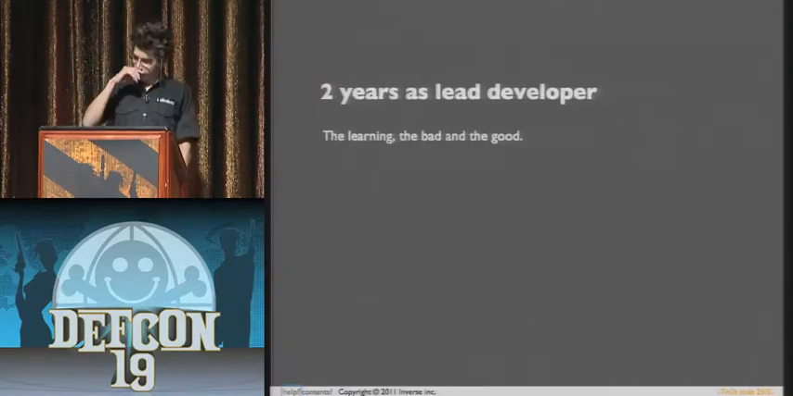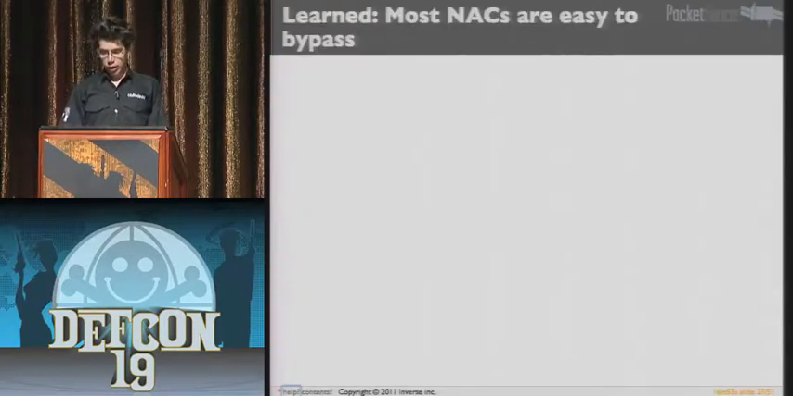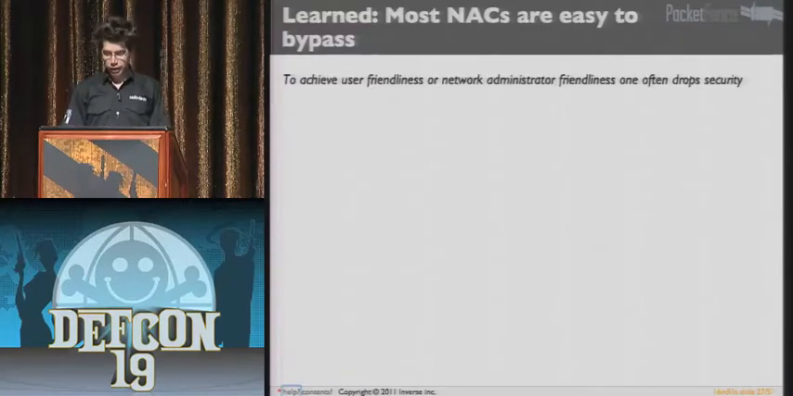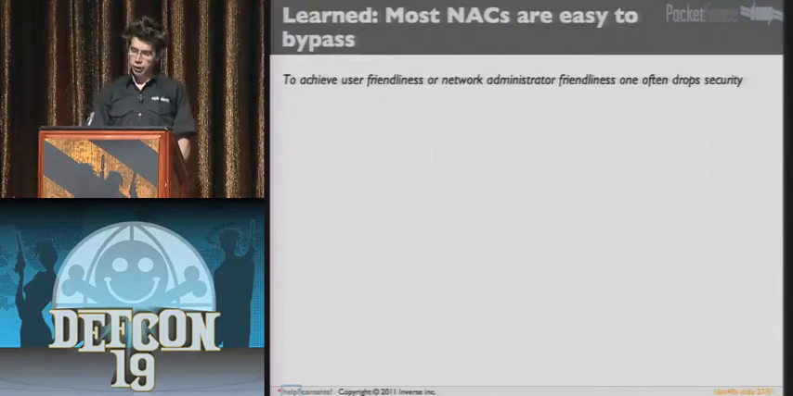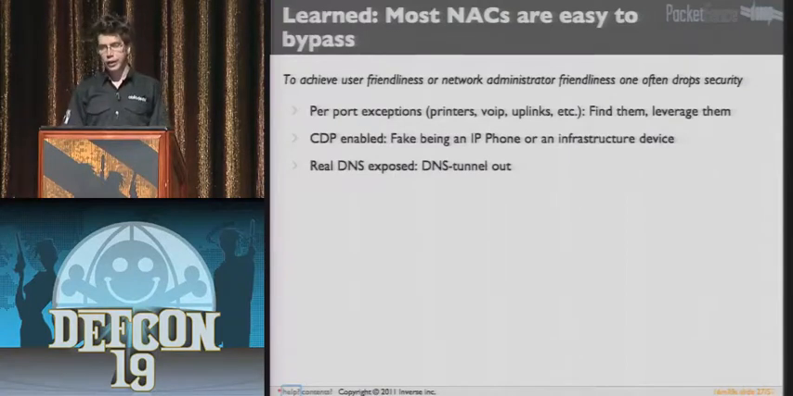So what have I learned, and what have we been doing badly and doing well for the last 2 years? Let's go. Most NACs are easy to bypass. This is something I learned while working at Inverse, because of network administration friendliness. So per port exceptions for printers, voice over IP, uplinks, you find them, you can leverage them. CDP is being enabled on access ports, which is, in my opinion, a problem.